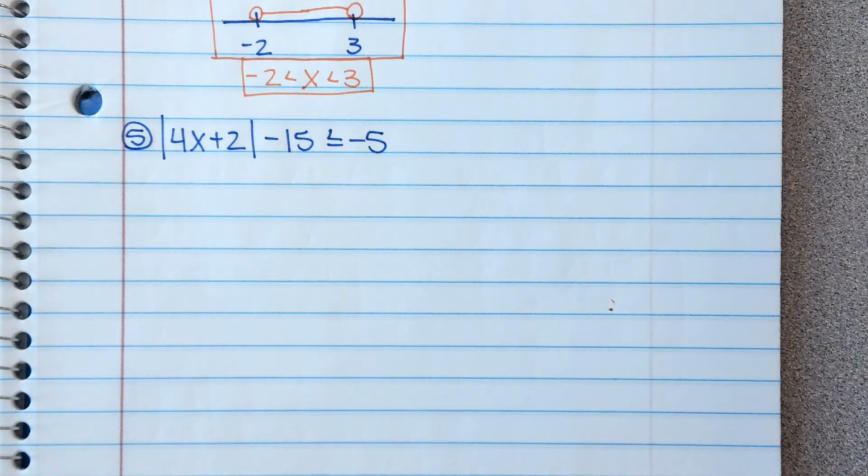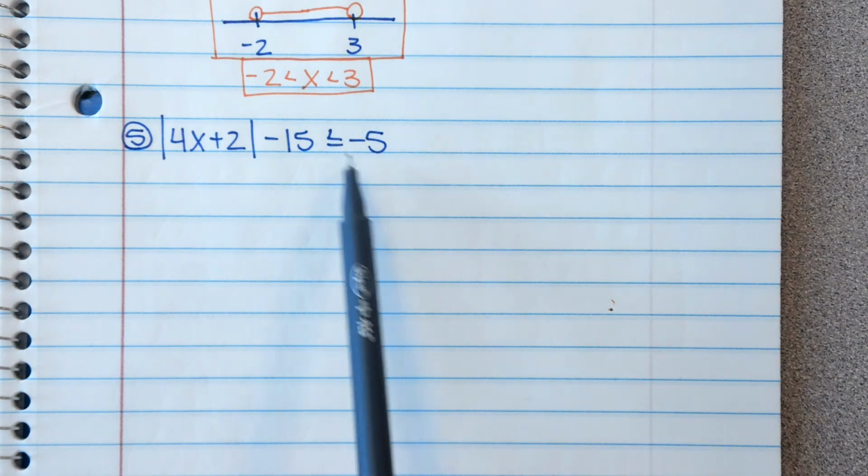Okay, here's example number 5. Take a look at it for just a second. Does anybody notice something that's off just a tad? Back when we did absolute value equations, we said that the absolute value could never be negative. So if we had the absolute value of something equals a negative number, we automatically said, oh, that's no solution, that doesn't work.